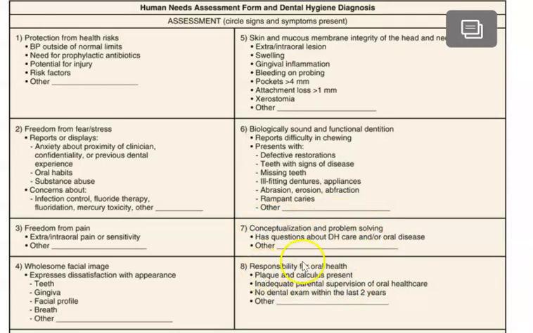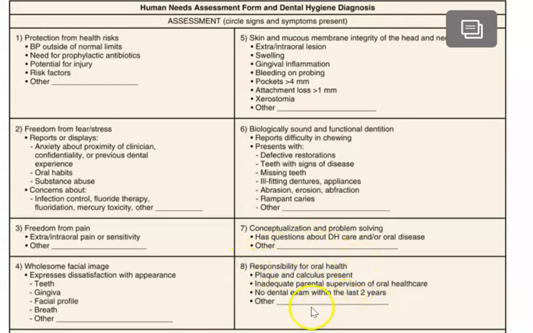And then number 8, responsibility for oral health. This is where you can tell that they're lacking in oral hygiene because you see lots of plaque. You see that they haven't gone for a dental visit in the past 2 years. So if they don't see a dentist regularly, they've got lots of plaque and calculus, then you know they're not taking responsibility for their oral health.